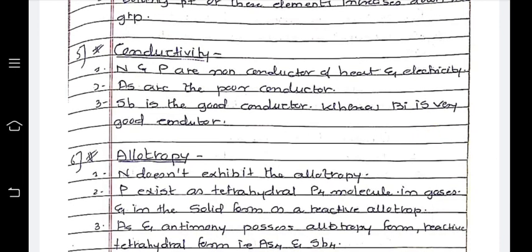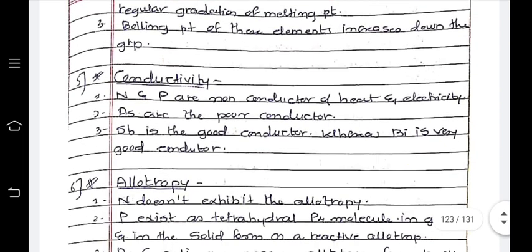This is all about the this part. The remaining part we will cover in the next lecture, that is conductivity.